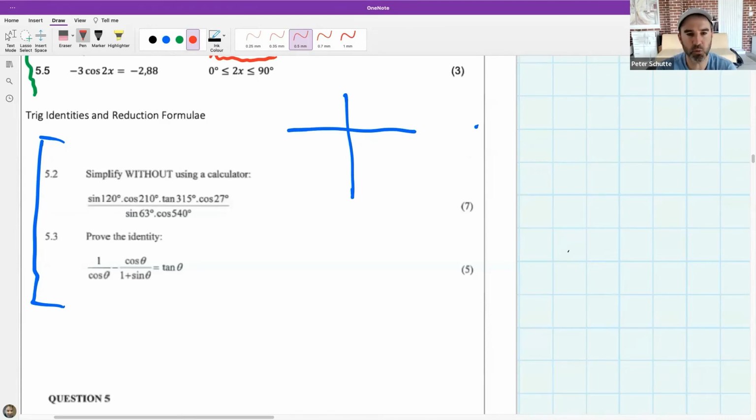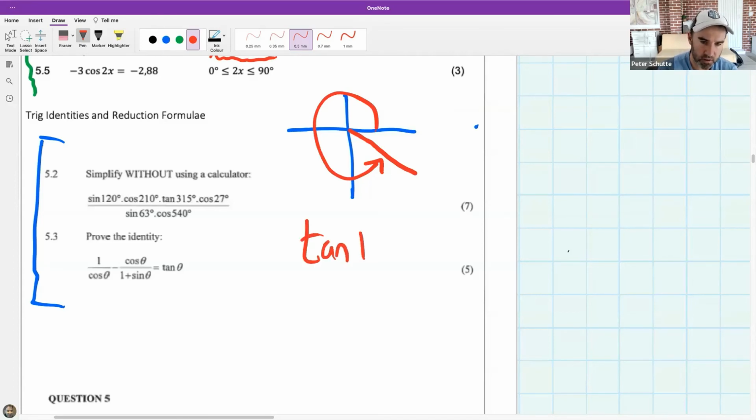Like 315, how would you do tan of 315? Oh, it's going to be 360 minus 315. Yeah, because 315 gets you to here. Yes. Okay, perfect. And so, for example, in this quadrant, is tan positive or negative? Negative. It's negative. So we know that the tan of 315 is equal to negative tan. And then how did you get the angle?